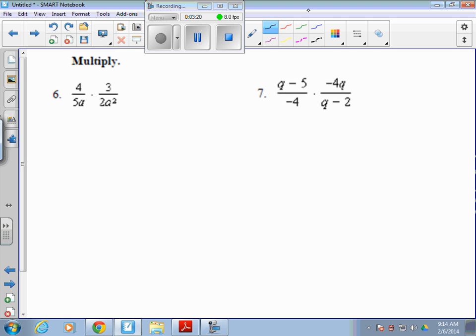Number 6, you're multiplying. You could actually cancel out 4 and 2 right now and make it 2 over 1. But if you multiply them out so we can see, 4 times 3 gives you 12, and 5 times 2 gives you 10. A to the first power times a squared means 1 plus 2, you get a to the third power. Then cancel out what they have in common. They have a 2 in common. 2 times 6 gives you 12, and 2 times 5 gives you 10. So you have 6 over 5, a to the third is all we can do with that.